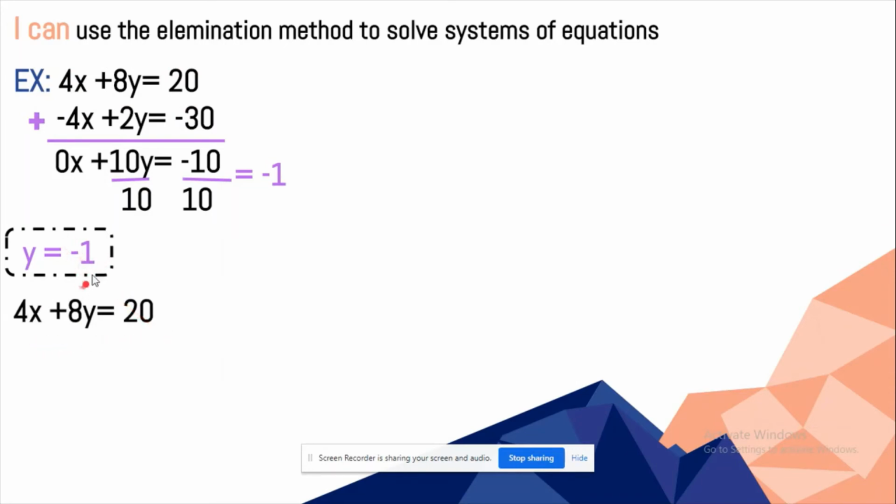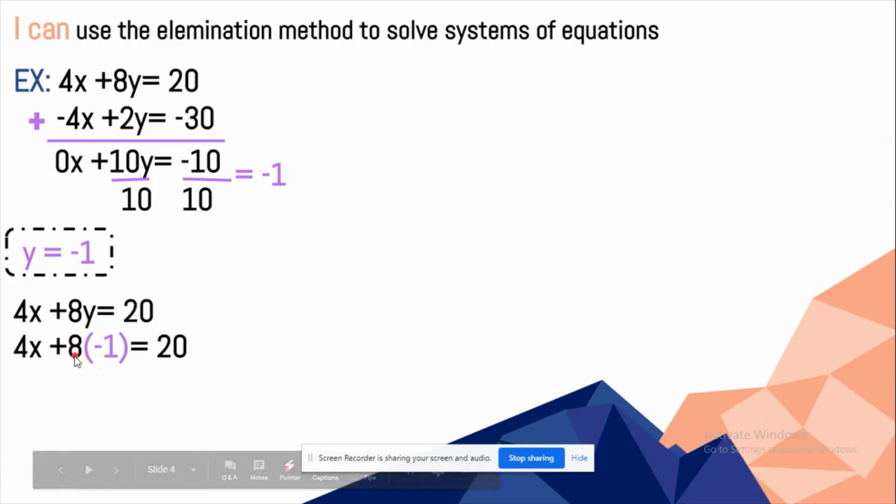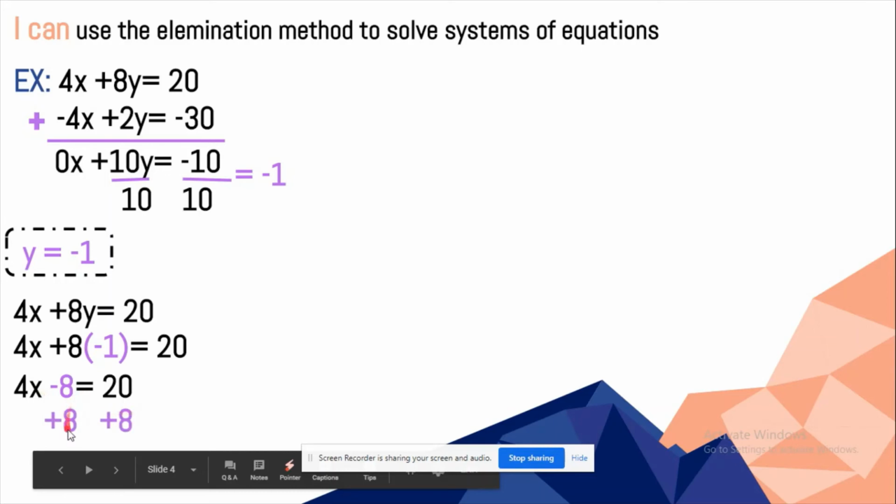And I'm going to take the value of y, which is negative 1, and plug it in, because negative 1 is the value of y. Now what you're going to do is multiply 8 by negative 1, which is negative 8, and then you write down the rest of the equation normally. Now we still want to get x alone. By doing that, we can add 8 to both sides. So negative 8 plus 8 is 0. We can cancel that. And now we have 20 plus 8, which is 28.